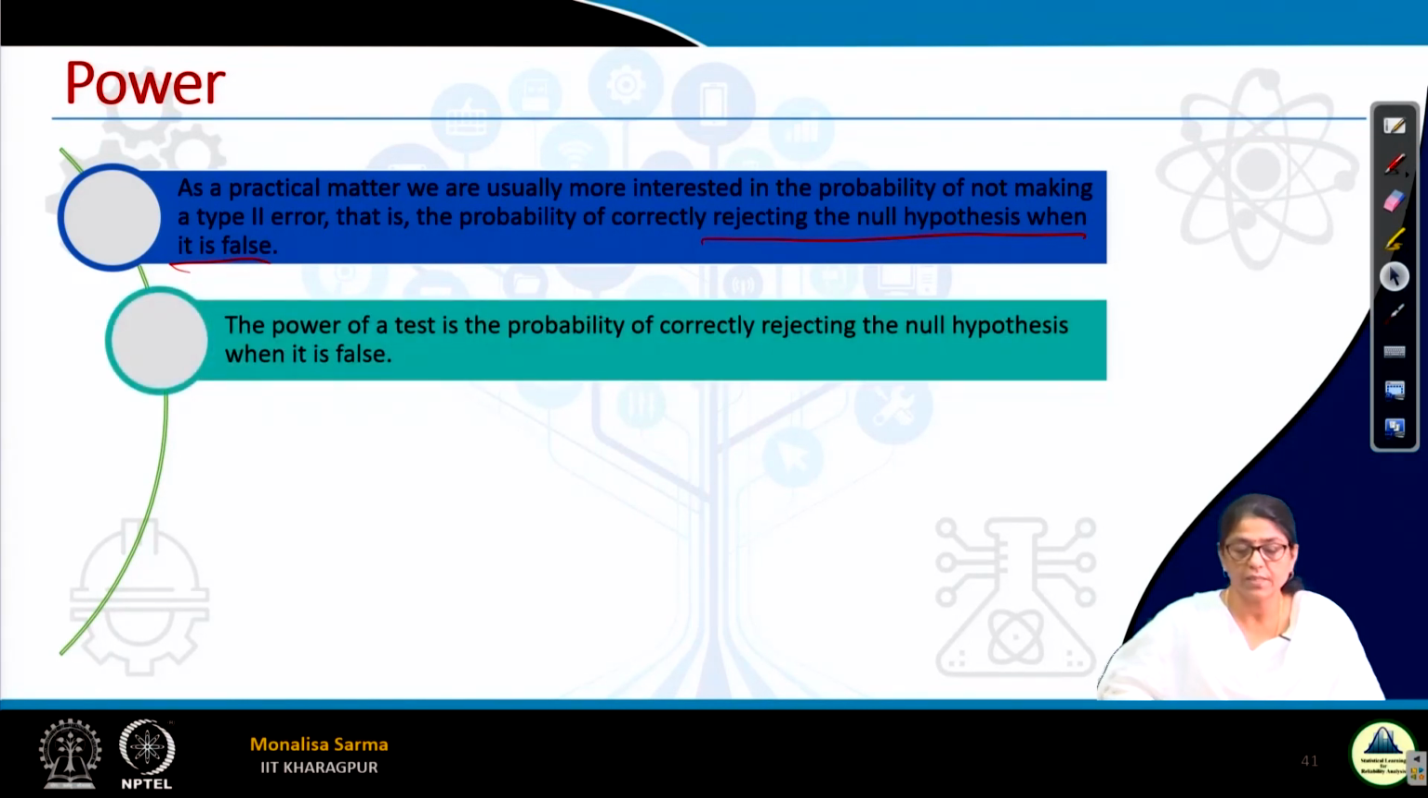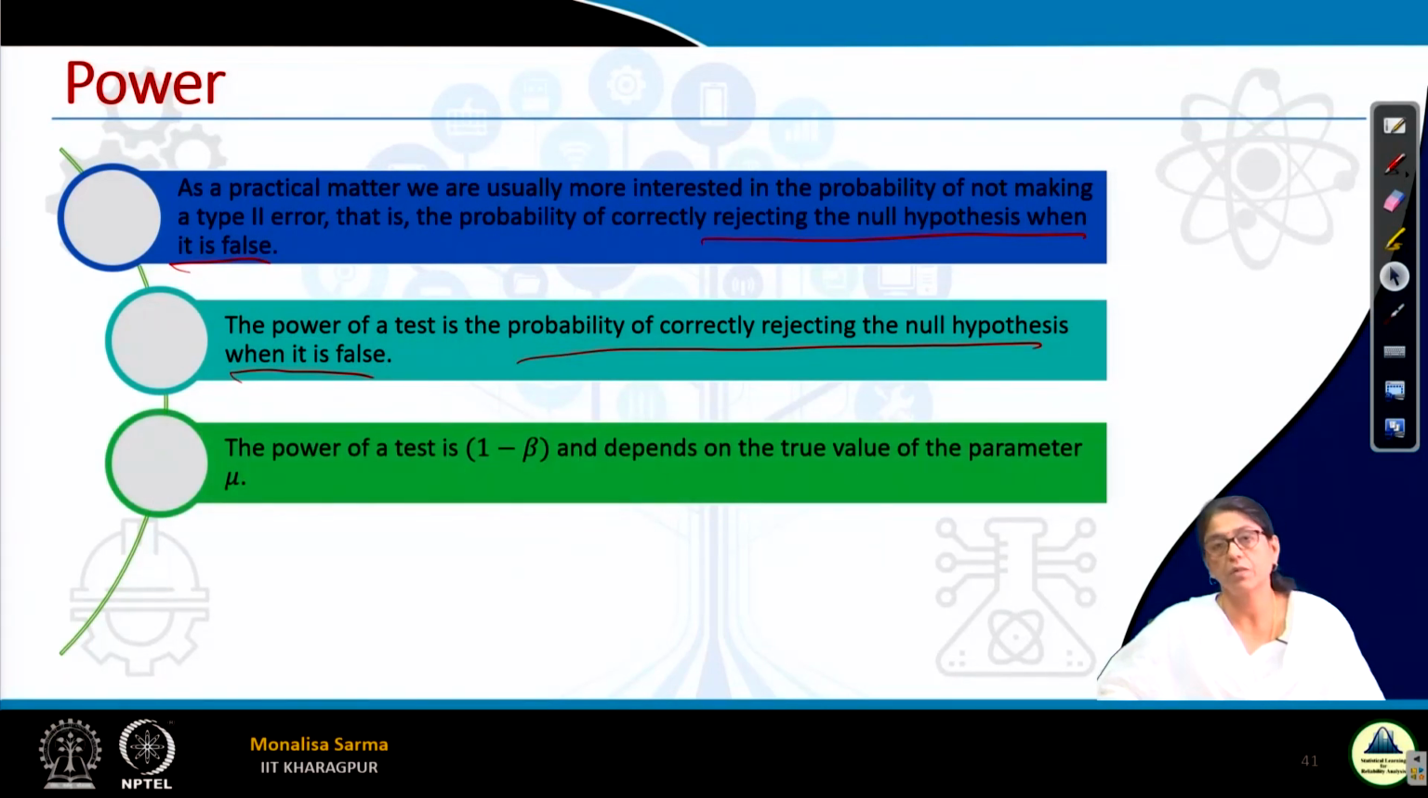The power of the test is the probability of correctly rejecting the null hypothesis when it is false. That is defined as the power of a test. So power of a test is 1 minus beta. Beta is accepting a false hypothesis, so 1 minus beta is rejecting a false hypothesis.